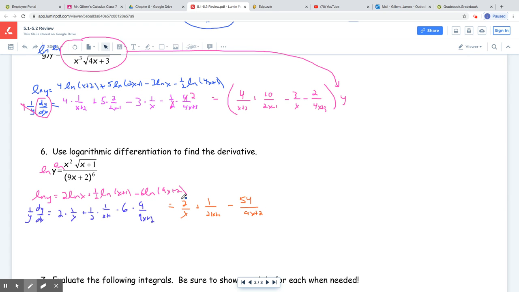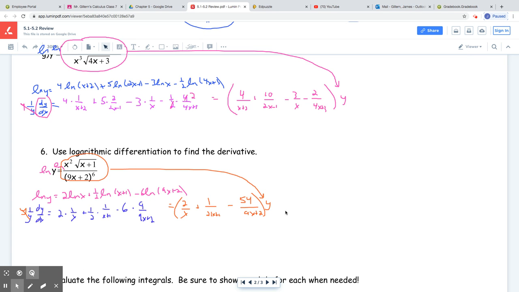All right. And then all of this, I'm going to multiply by y. And what is y? Y is this right here. Draw the arrow, and there is your answer. All right, so that is logarithmic differentiation. There will be one of those on there.